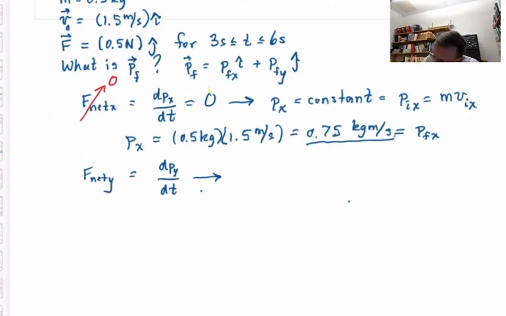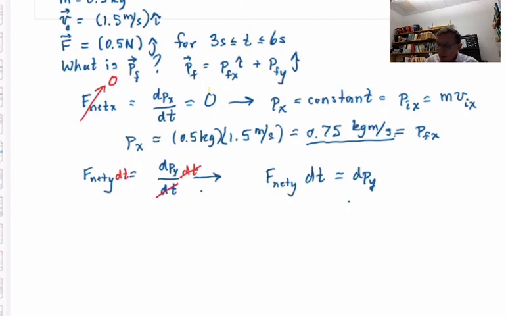So I get F net y times dt. And if I multiply the right-hand side by dt, the dt downstairs cancels the dt upstairs, and I'm just left with a dp_y. So I just multiplied both sides here and here by dt, and then cancel, cancel.